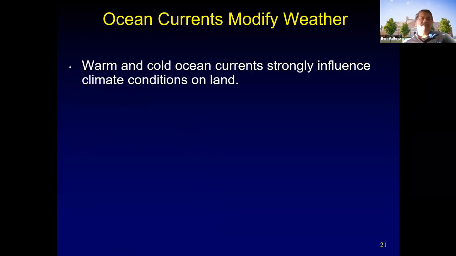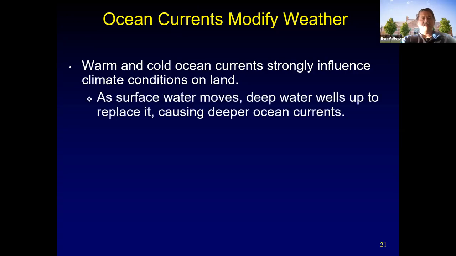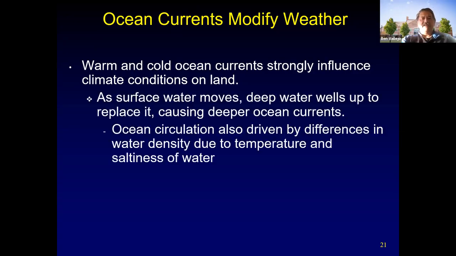Ocean currents also modify weather, and that's what I was speaking of. But it's not just on the surface. If you look off the coast of Chile, there is an upwelling of nutrients from the bottom of the ocean that come up as the water hits South America. It brings the nutrients up, and we call that an upwelling.